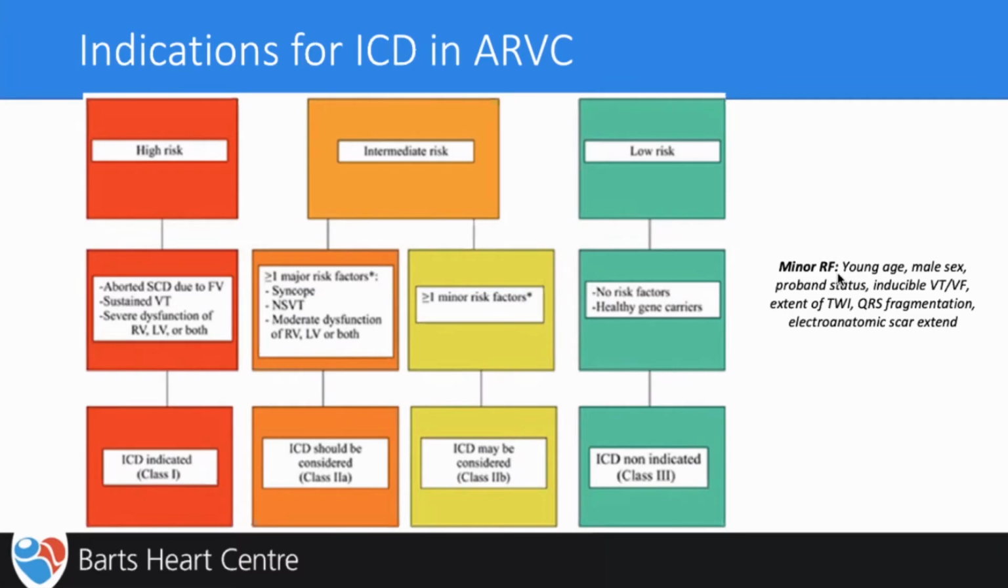Some of those may be young age. Young people tend to have more significant arrhythmic burden, as well as potentially male sex or being a proband, and some data from electrophysiological analysis.